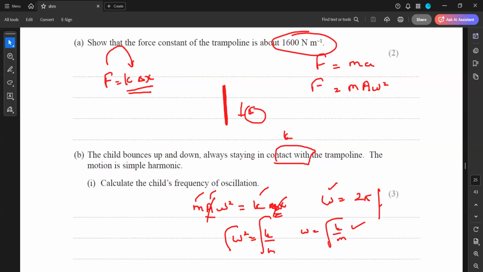Is it clear? But we know the force, so why can't we use F equals...? Yes, we can use that. That's why I'm saying it won't make a difference. I just wrote a formula so that you can reach this: omega is the square root of k divided by m. Normally, if there's a spring or a force constant, we use omega equals the square root of k divided by m.